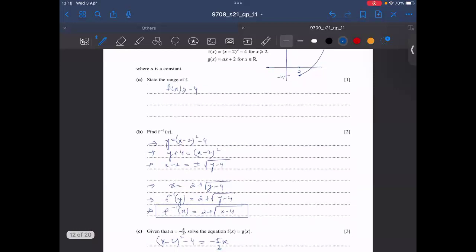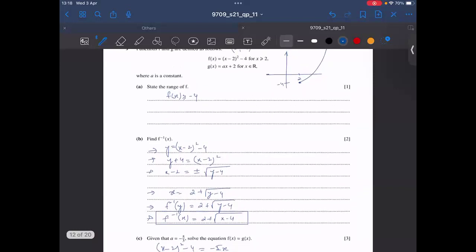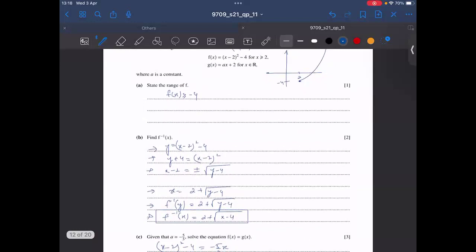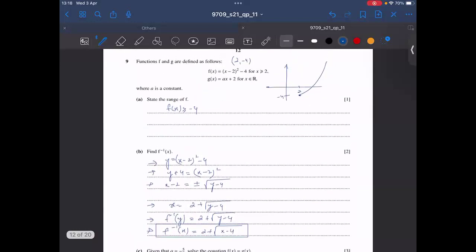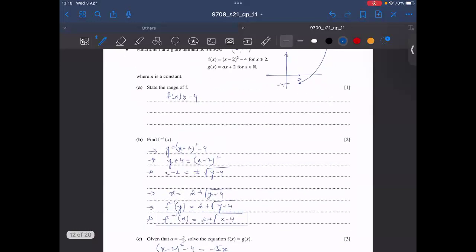Minus 5 minus 5x over 3. Minus 5x over 3. That is A. Yeah. Plus 2.